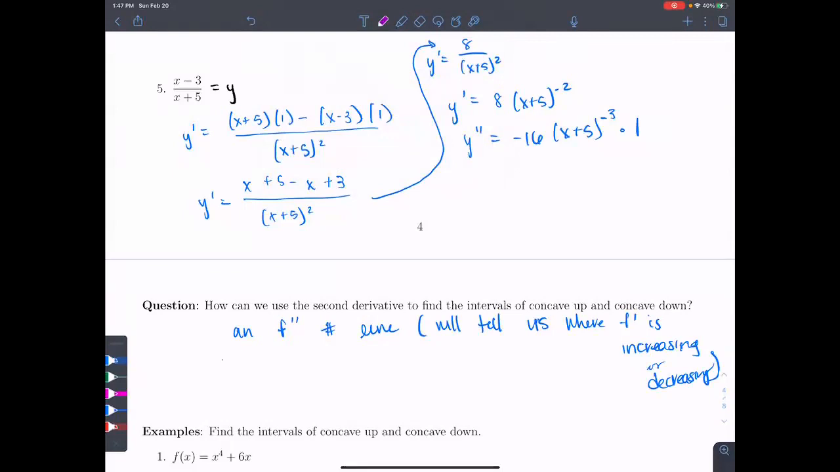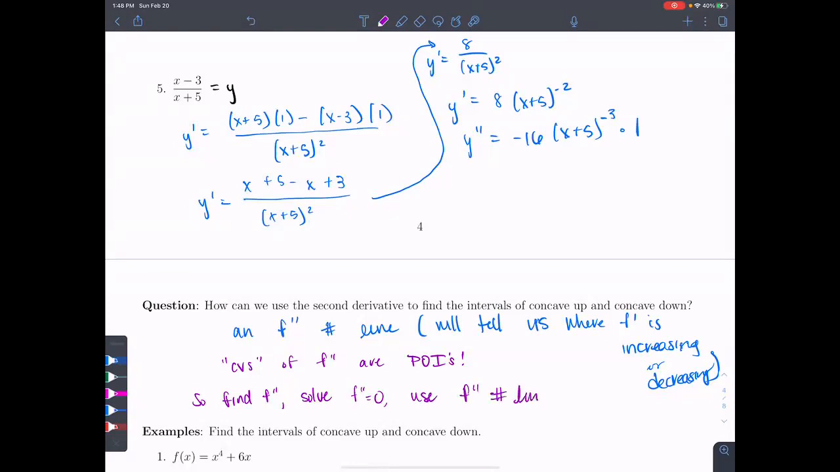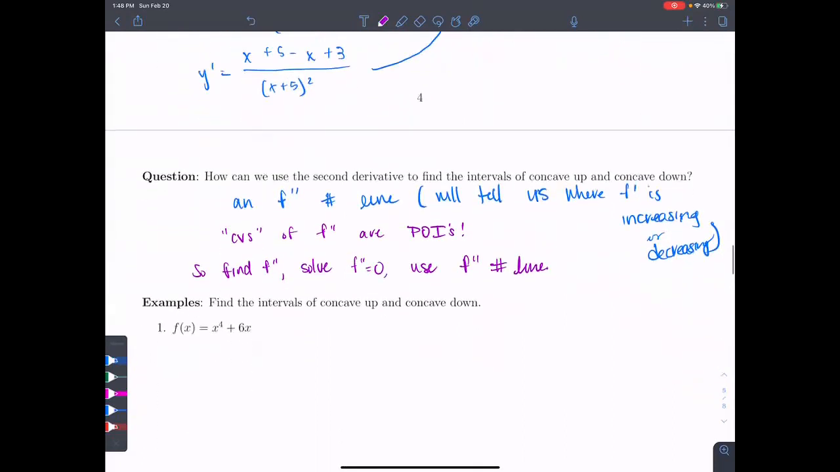The critical values, the CVs of f double prime are actually points of inflection. And we're going to find f double prime, solve f double prime equals 0, and then use f double prime number line to get concavity. Okay, so let's do this with some practice problems.